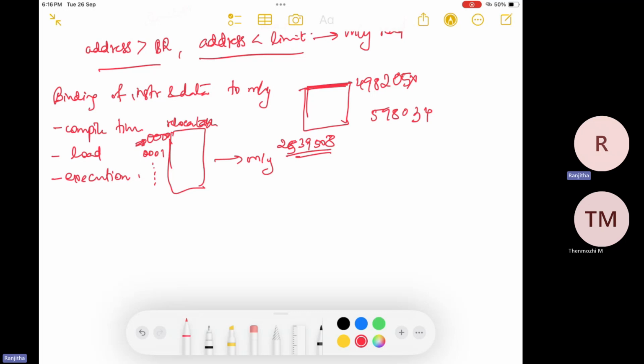In case of execution time binding, binding is delayed until runtime, that is, until the program actually starts executing. We are delaying the binding here. All of these things require hardware support. So this is how the binding can happen.